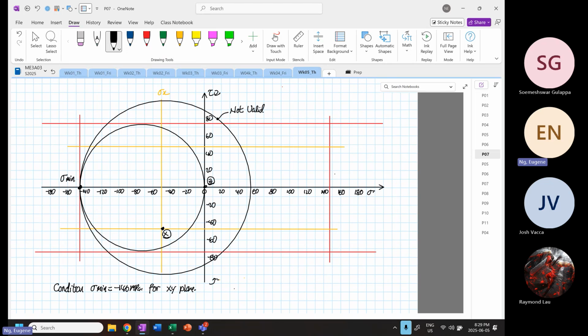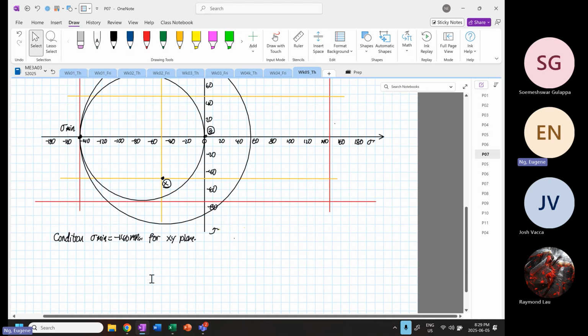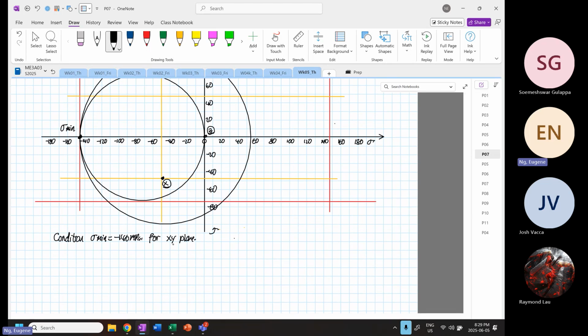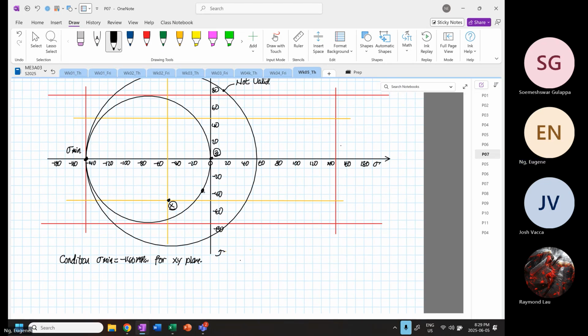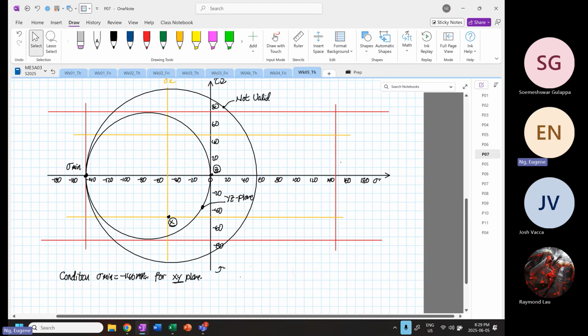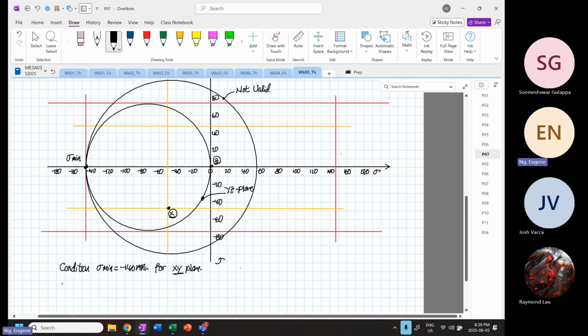Are we clear? So now we know we are going to use the condition where stress mean is 146, and this is our exact. Now this circle over here belongs to your YZ plane, not your XY plane. And later on, you will see why. Later on, you will see what is going on. So now we are going to apply the rules of the circle.